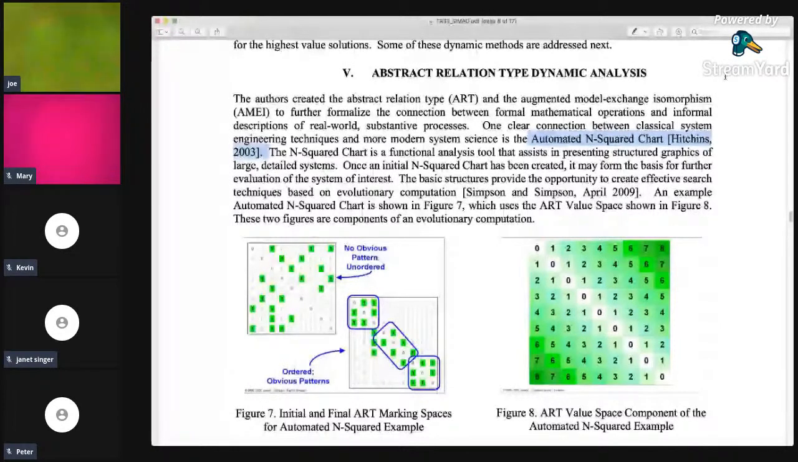So looking at that work is what really, in my mind, triggered the idea for the AMEI and the ART, because even though Hitchens associated ISM with Satté's work incorrectly, the methods and techniques that Hitchens was talking about appeared to add value, and it seemed to be an area within systems engineering that really hadn't been addressed yet.